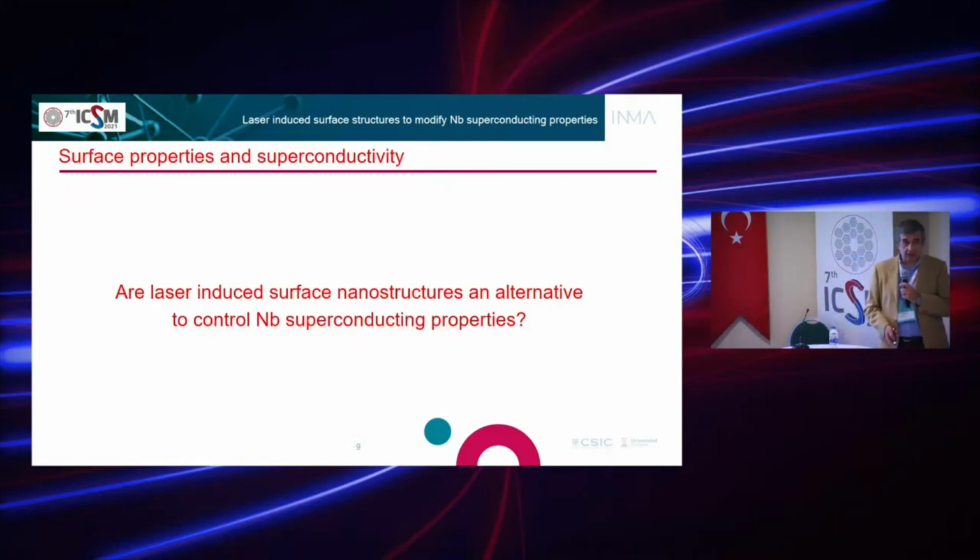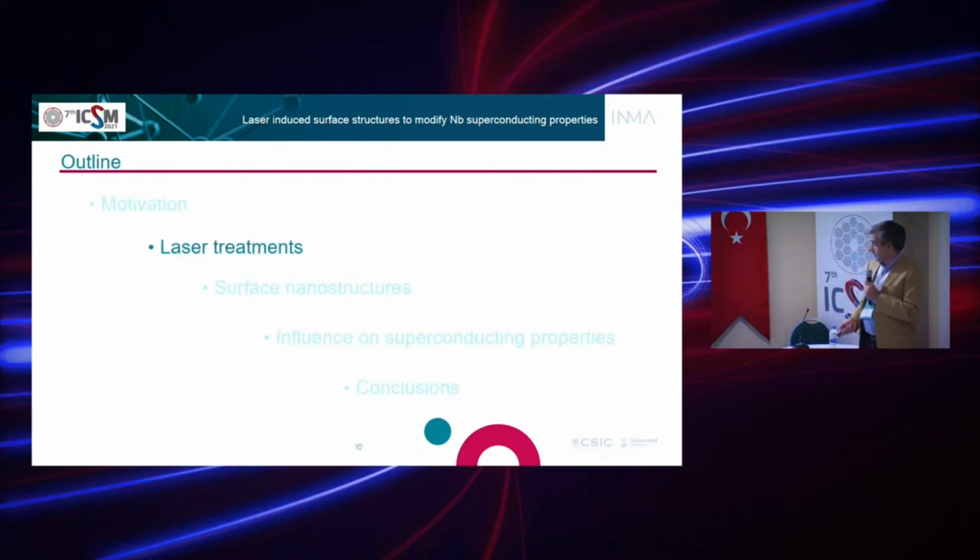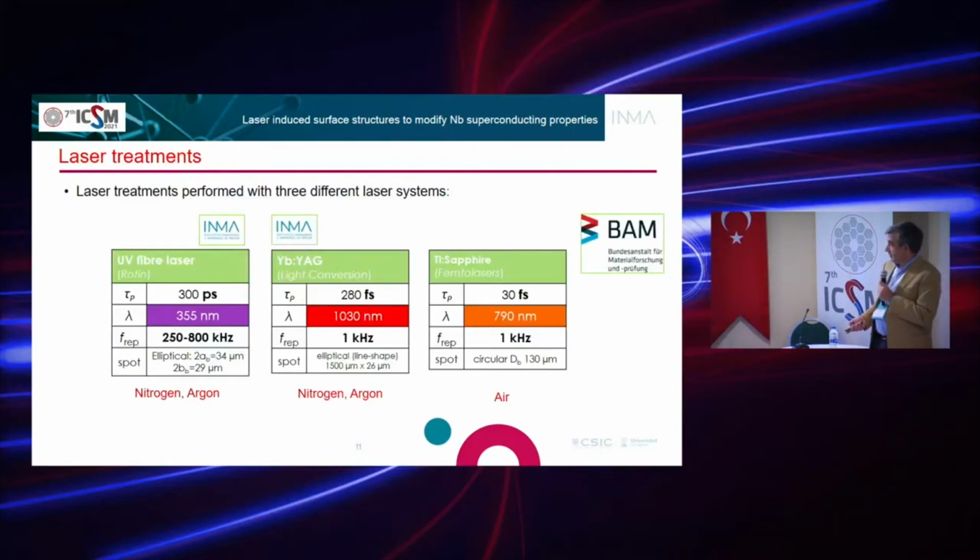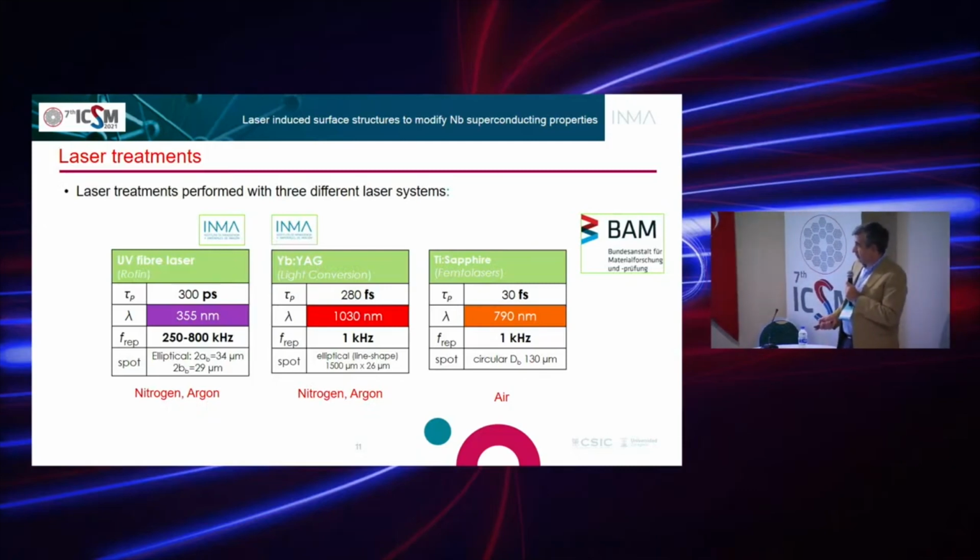So the question we want to deal with is, are laser-induced surface nanostructures an alternative to control the niobium superconducting properties? And to check this, we have done several laser treatments. In particular, we have been working with 3 different lasers. One is a 300 picosecond UV laser, in which we can work in different controlled atmospheres. In particular, we have been working with nitrogen and argon.